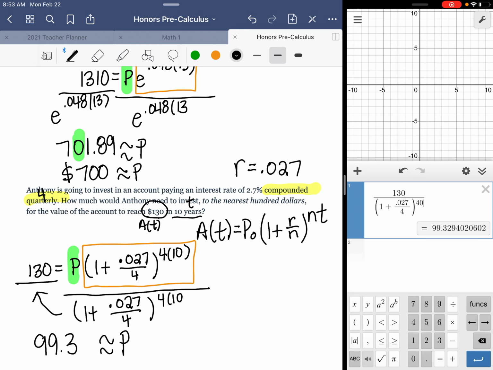Now it says round to the nearest $100. So my hundreds place is actually, we haven't even reached the hundreds place. If we're talking about the hundreds place right here, it will be 0. So we're actually going to round this up to 1 because we're looking at the hundreds place right here. That 9 is going to round it up to 100. So P is approximately $100 in initial value.